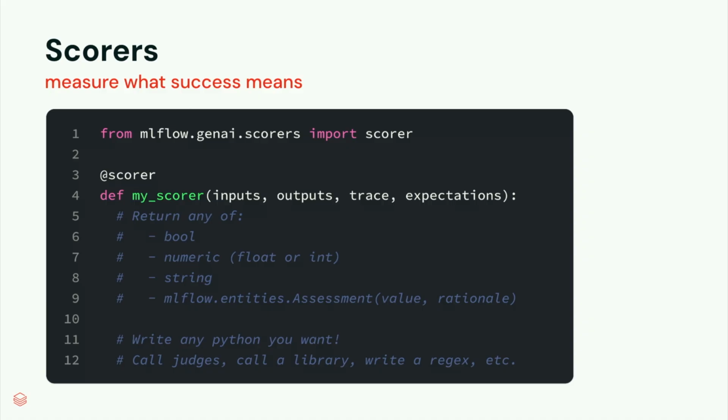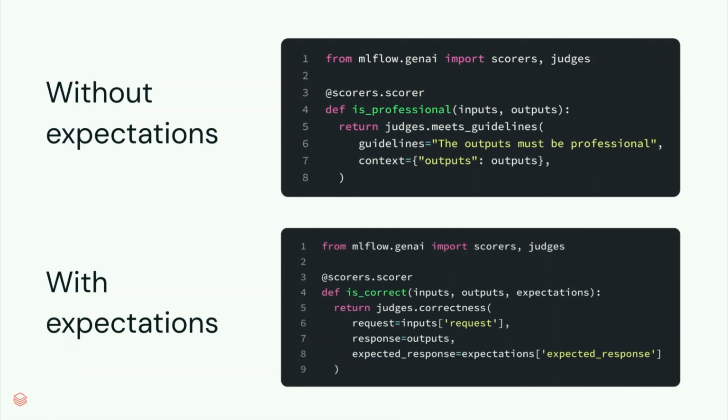Inside the scorer, you do whatever you want. Right? You want to call OpenAI, you want to call your own library, you want a regular expression, whatever you want, you put that in there. You can return bools, numerics, strings, this complicated thing called an assessment that says, hey, I have a value, but I want to give you a reasoning for that because maybe I called an LLM. You can put that in there too. Okay, so that's a scorer.